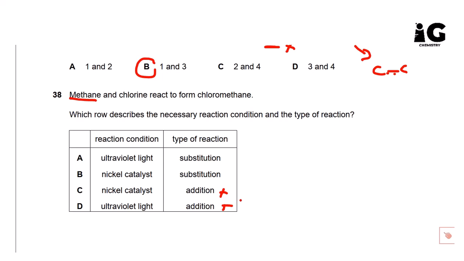So we need to check between A and B. So here the condition is ultraviolet light, and here the condition is nickel catalyst. So I think everyone remembers this is ultraviolet light, UV light. So the correct answer is A.